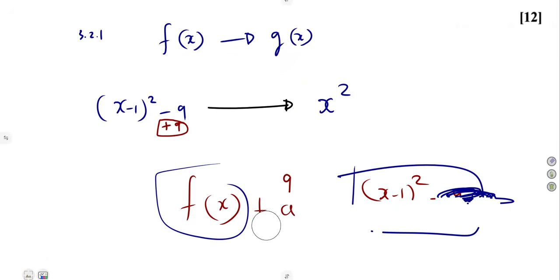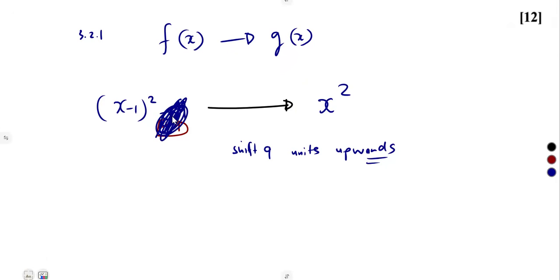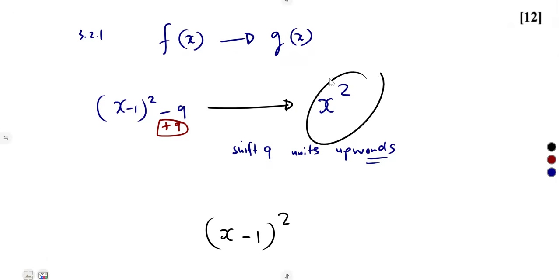So there is a shift of 9 units going up, which we can visibly see from that. A shift of what? 9 units up, positive, upward. But neutralizing this is not giving us x squared, because there is x minus 1 squared. When we shifted the graph 9 units up, the graph was now left as x minus 1 squared, not x squared.